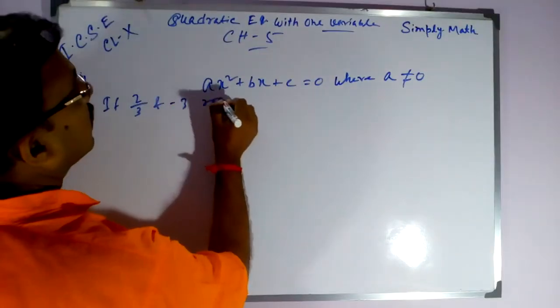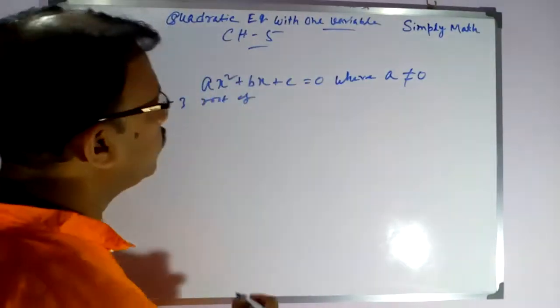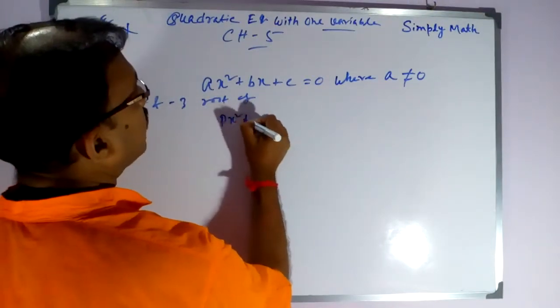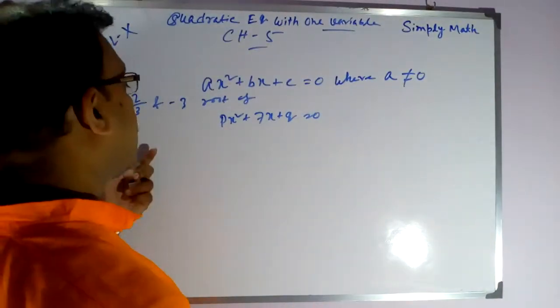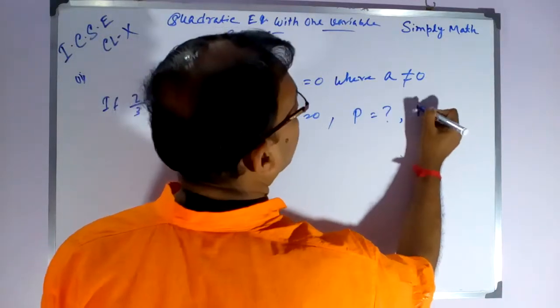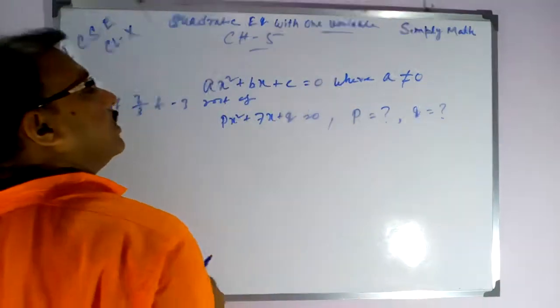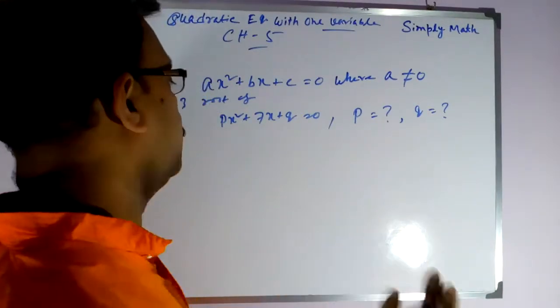If 2 by 3 and minus 3 both are roots of the equation px square plus 7x plus q is equal to 0. Both are the roots of this equation. Find the value of p and q. We have to find out the value of p and q.